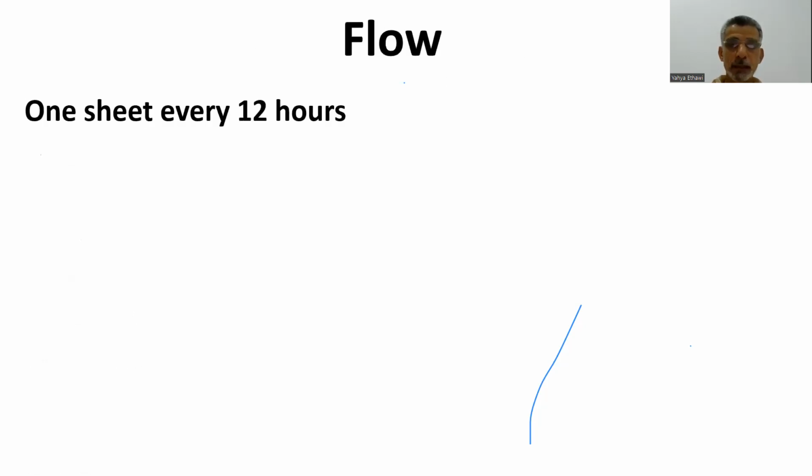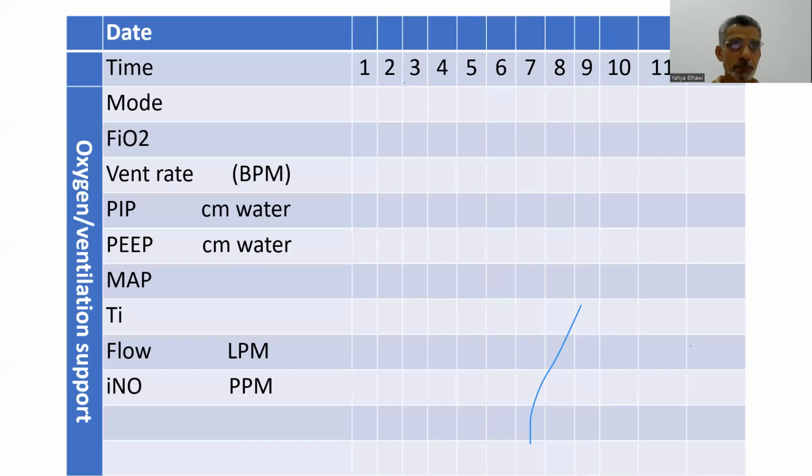Okay. Now, when we write, we follow the baby. The flow of work usually depends on the shift. So if we do 12-hour shifts, we have to have 2 sheets, 1 sheet for every 12 hours. If we do 8-hour shifts, we have to do 3 sheets. So we start with the sheet. We start with the date. So we write the date here.